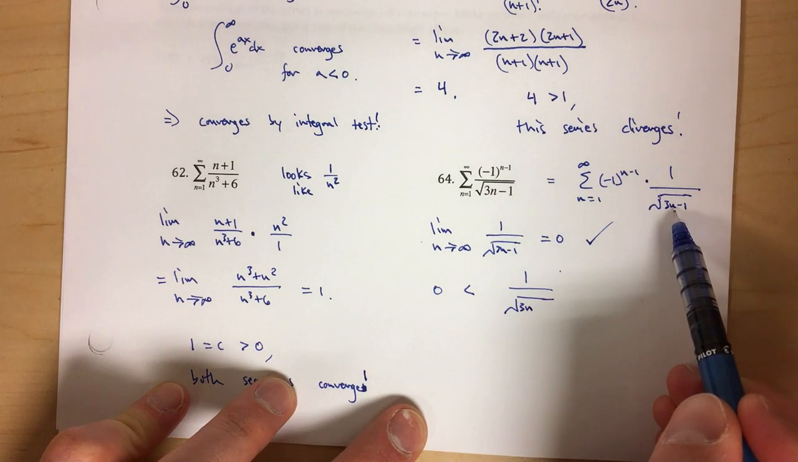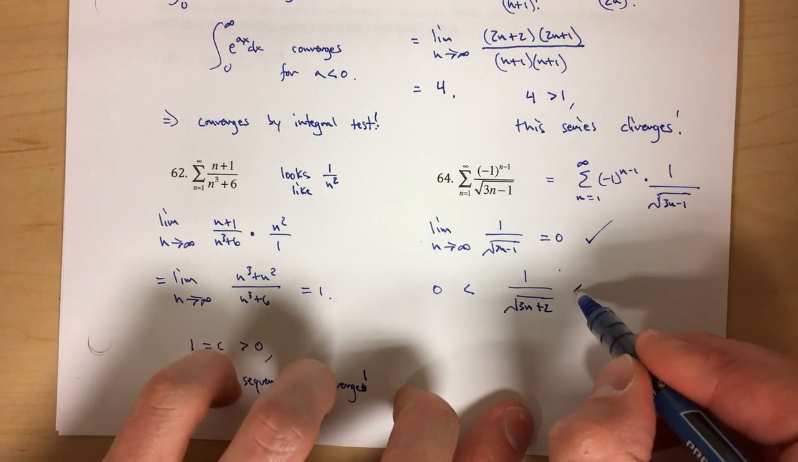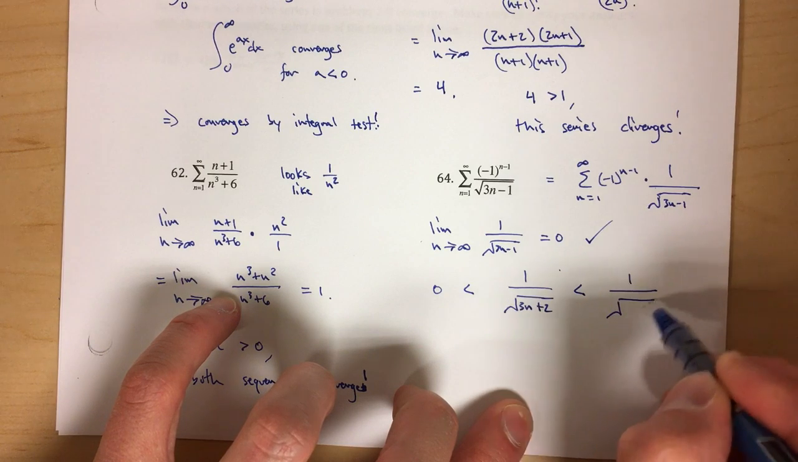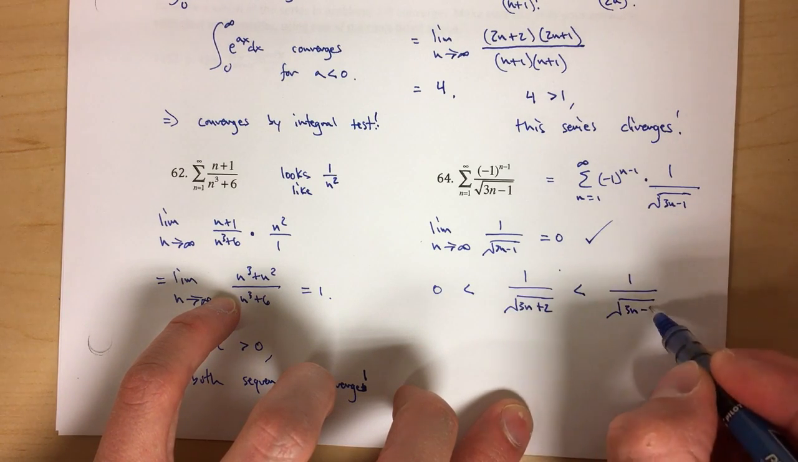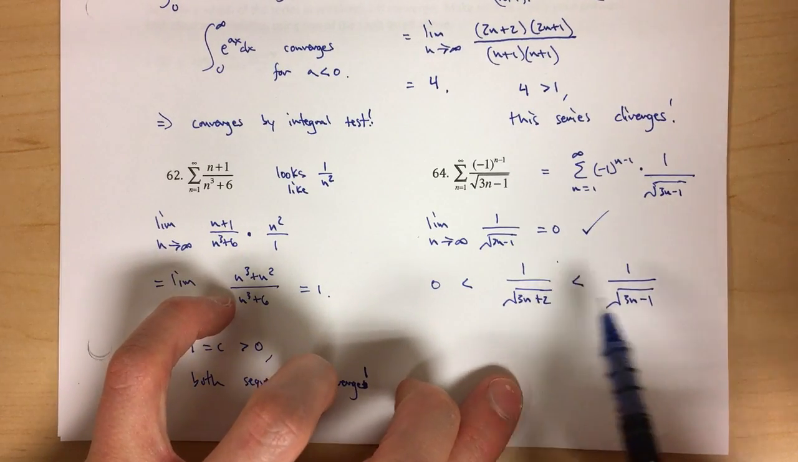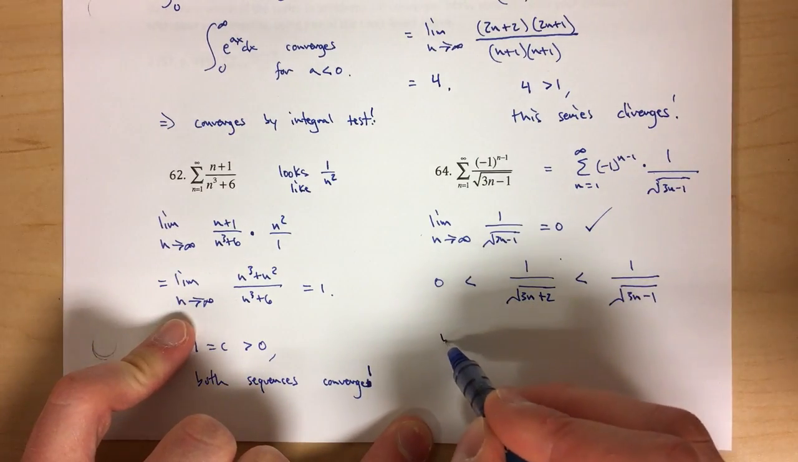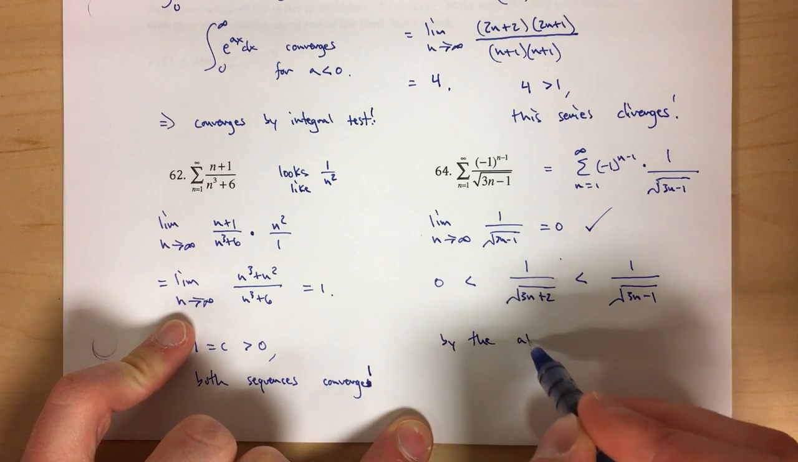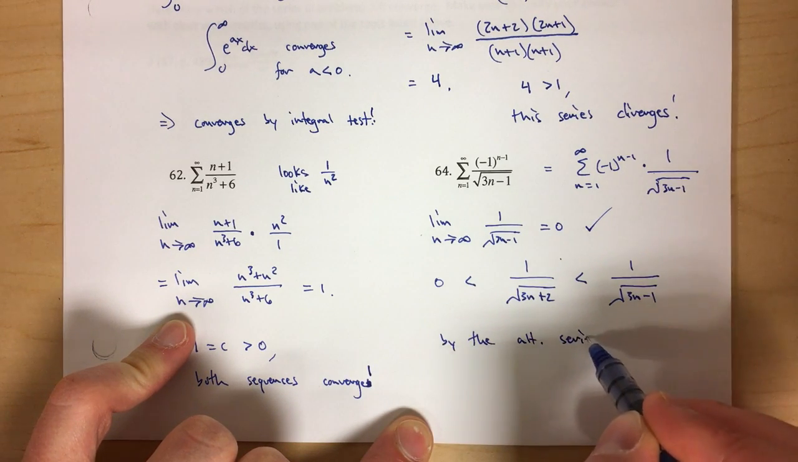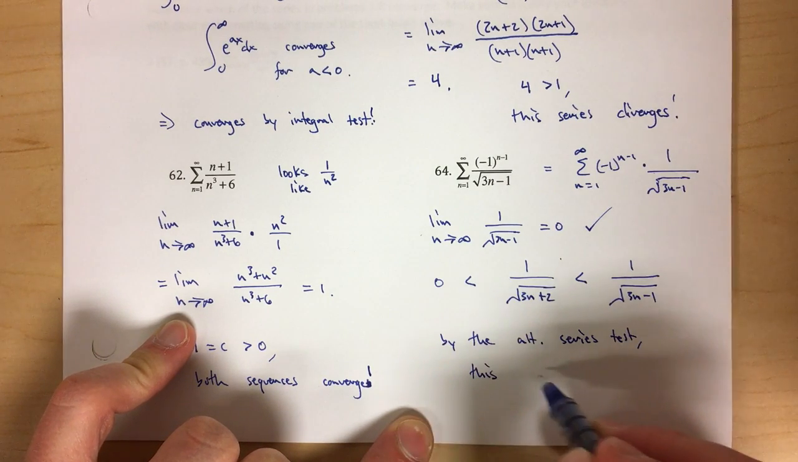Now, if I plug in n plus 1 here, I get 3n plus 3. Minus 1 is 2. So 3n plus 2 needs to be less than 1 over the square root of 3n minus 1. Well, certainly. We added to the denominator. So this is less than this, and these are both positive. So basically, what that tells us is by the alternating series test, this series converges.